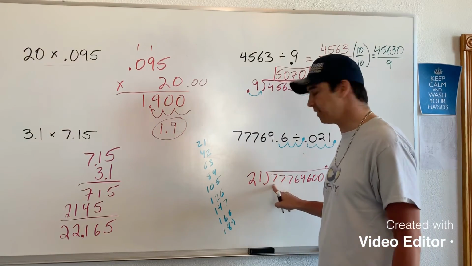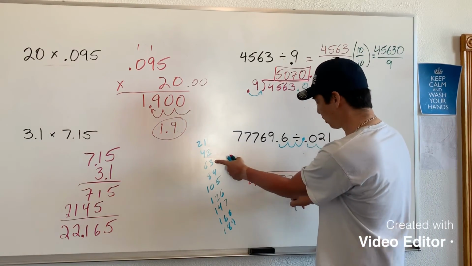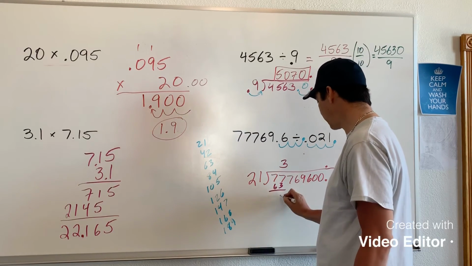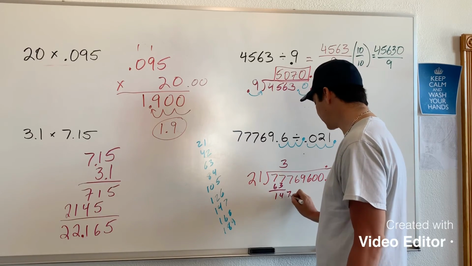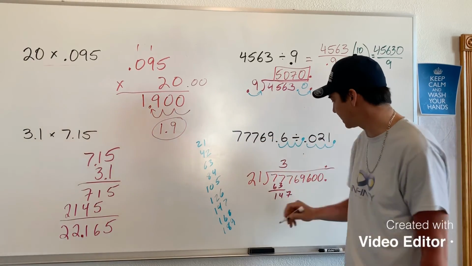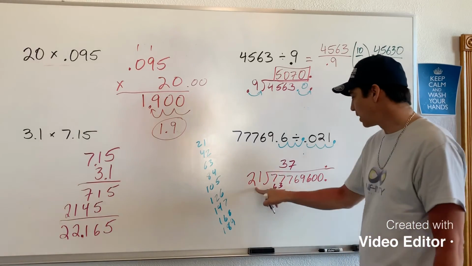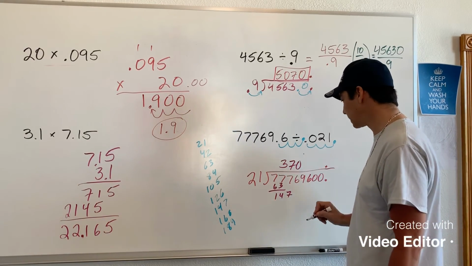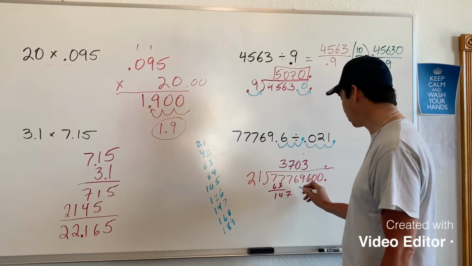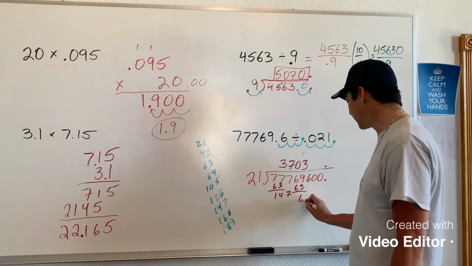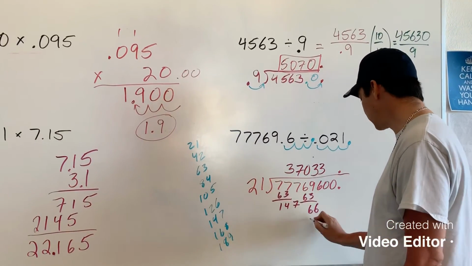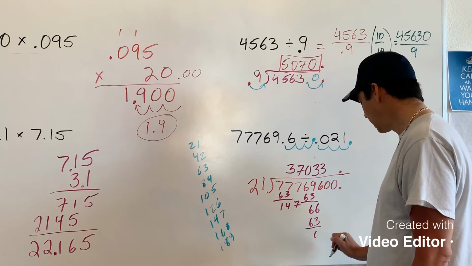Now it's an easy problem. How many times does 21 go into 7? 0. 21 into 77? 3 times. 3 times 21 is 63. So I'm left with 14. Bring down the 7. 21 goes into 147 exactly, 1, 2, 3, 4, 5, 6, 7 times with no remainder. 21 goes into 6 0 times. 21 goes into 69 3 times. 3 times 21 is 63. Got a 6. Bring down the 6. 21 goes into 66 again 3 times, which is 63. And I'm left with 3, 0.